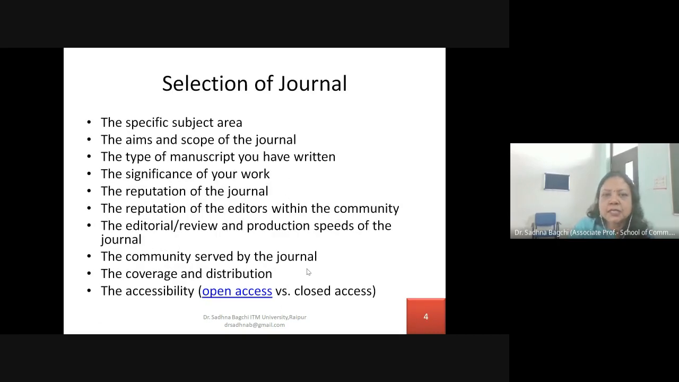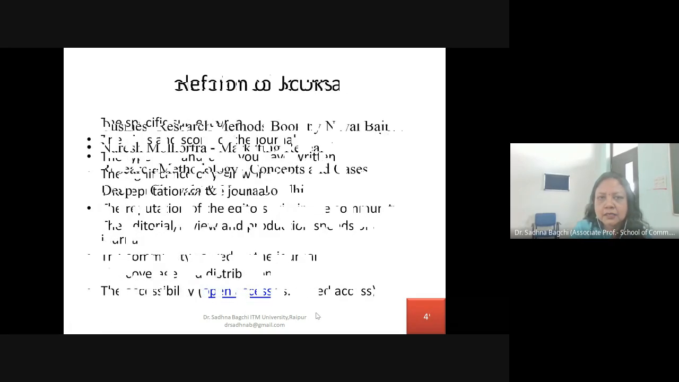Then selection of journals in a specific area. I'm going to demonstrate how to select a specific area: the aim and scope of the journal, the type of manuscript you have written, the significance of your work, the reputation of the journal, the reputation of the author, the reputation of the editors within the community, the editor review and production speed of the journal, the community served by the journal, the coverage and distribution, and the accessibility, that is, whether it is open access or closed access. On that basis you can select your journal.